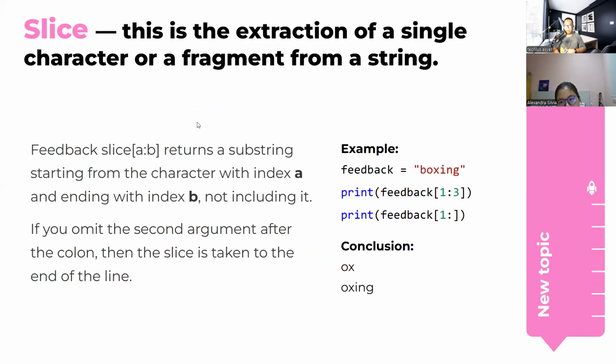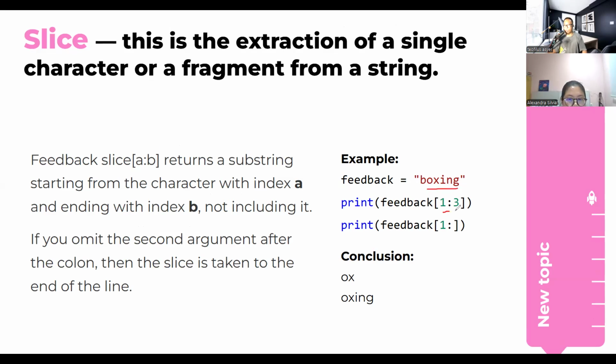Now let's learn about some tricks from the slicing method. For example, let's say that you have a sentence like this, boxing. If you try to slice from index 1 until 3, if this is 0, 1, you will get from O until X. So you will not get the I. Why? Because index 3 is actually not included, right? So you will get the O and X only.